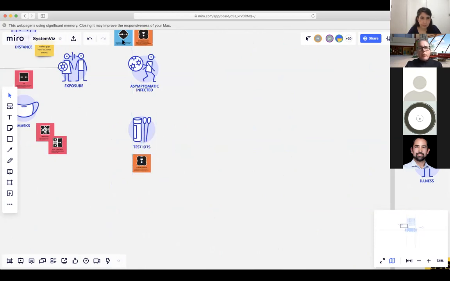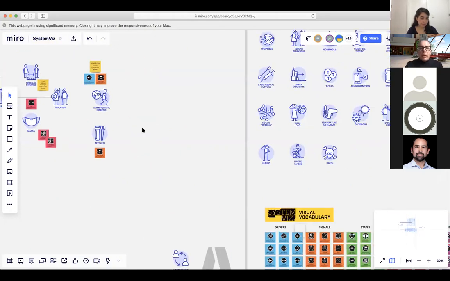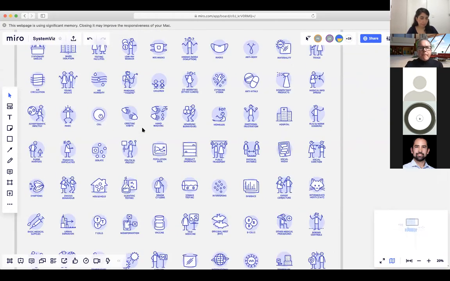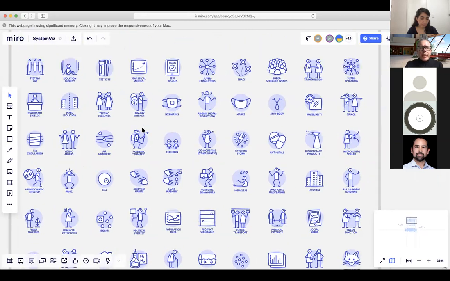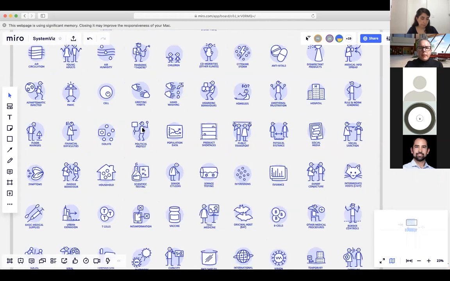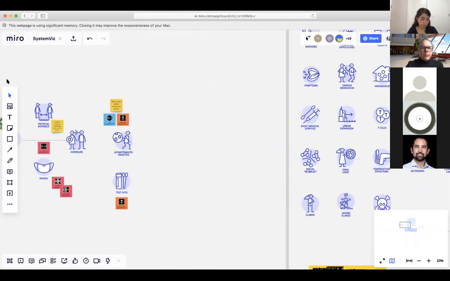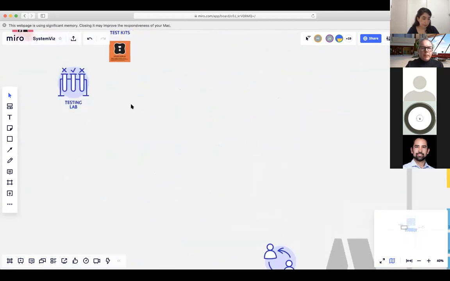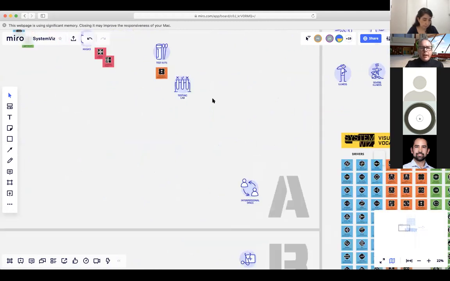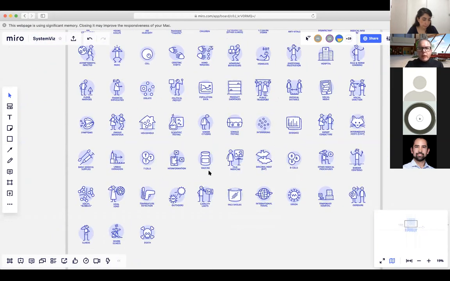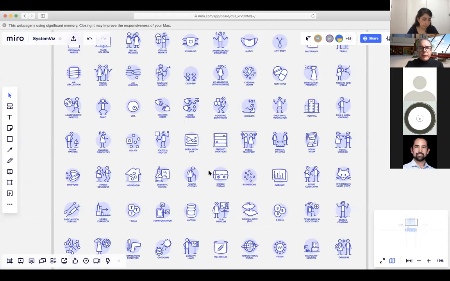Then again, as we note, there's a whole part of the system that goes towards processing those kits, right? You have to send the kits to a lab. The lab then gives you the results. So we have a testing lab. And then the results will show up usually on someone's smartphone.